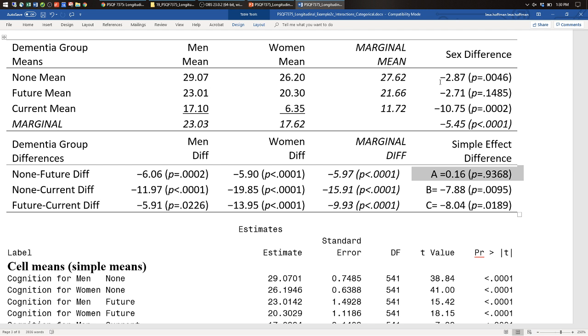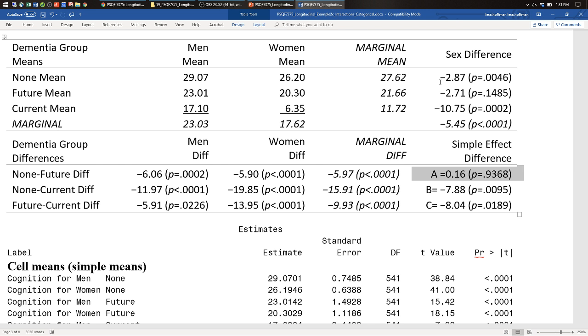If I go the other way, let's talk about the dementia effect. The dementia effect between none and future in men is 6. The dementia effect in women between the same two groups is 5.9. Each of these numbers is significant. But is there a significantly bigger dementia effect in men than women? Nope. 6 and 5.9 are the same. I can go through all of the other ones if you want, or you can say that you get it.